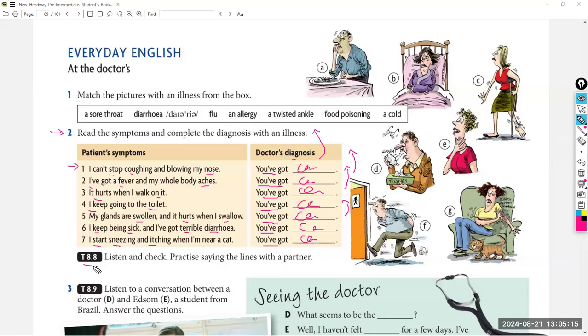Okay, now let's listen to the recording to check if you wrote the diseases correctly or maybe you have a mistake. So 8.8. Tape script 8.8.